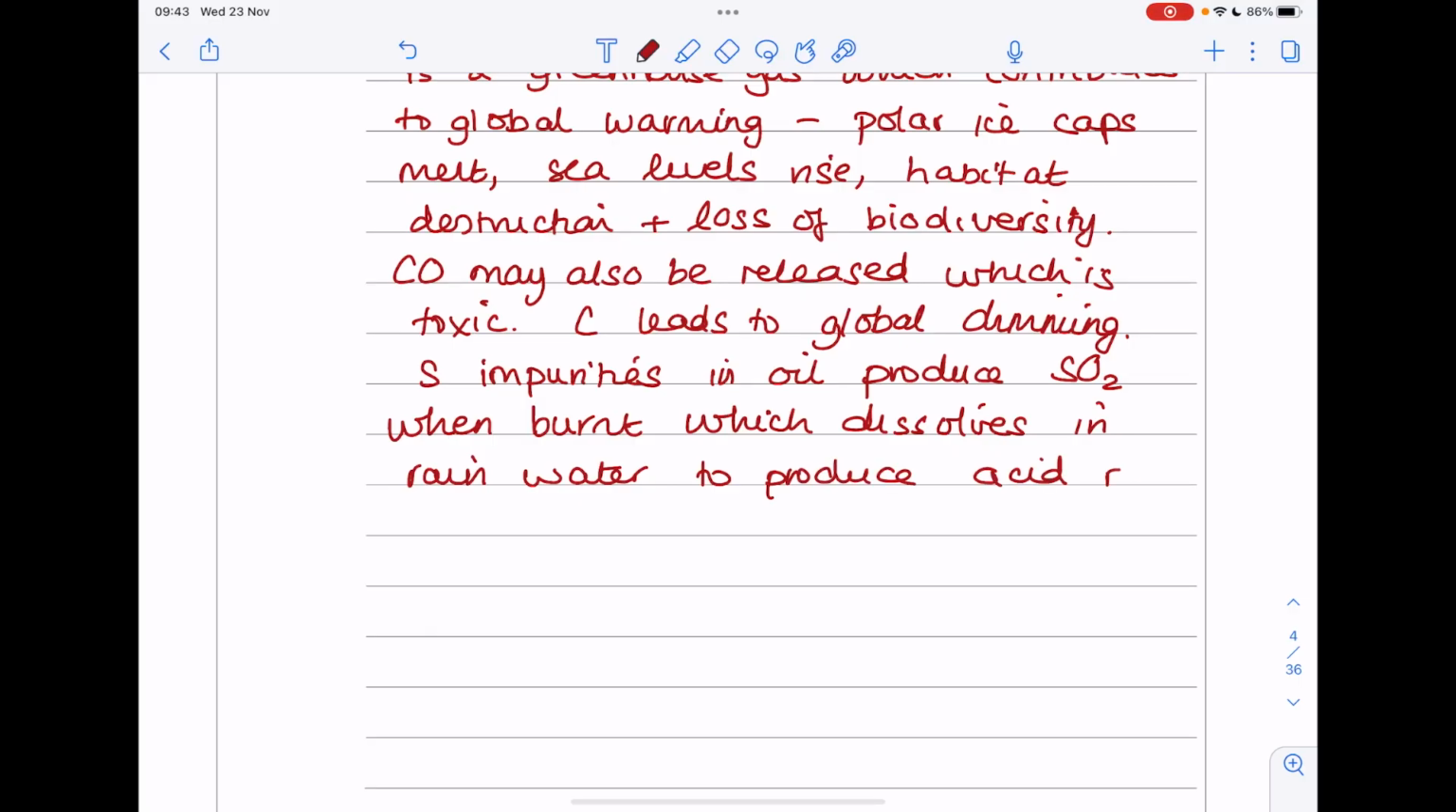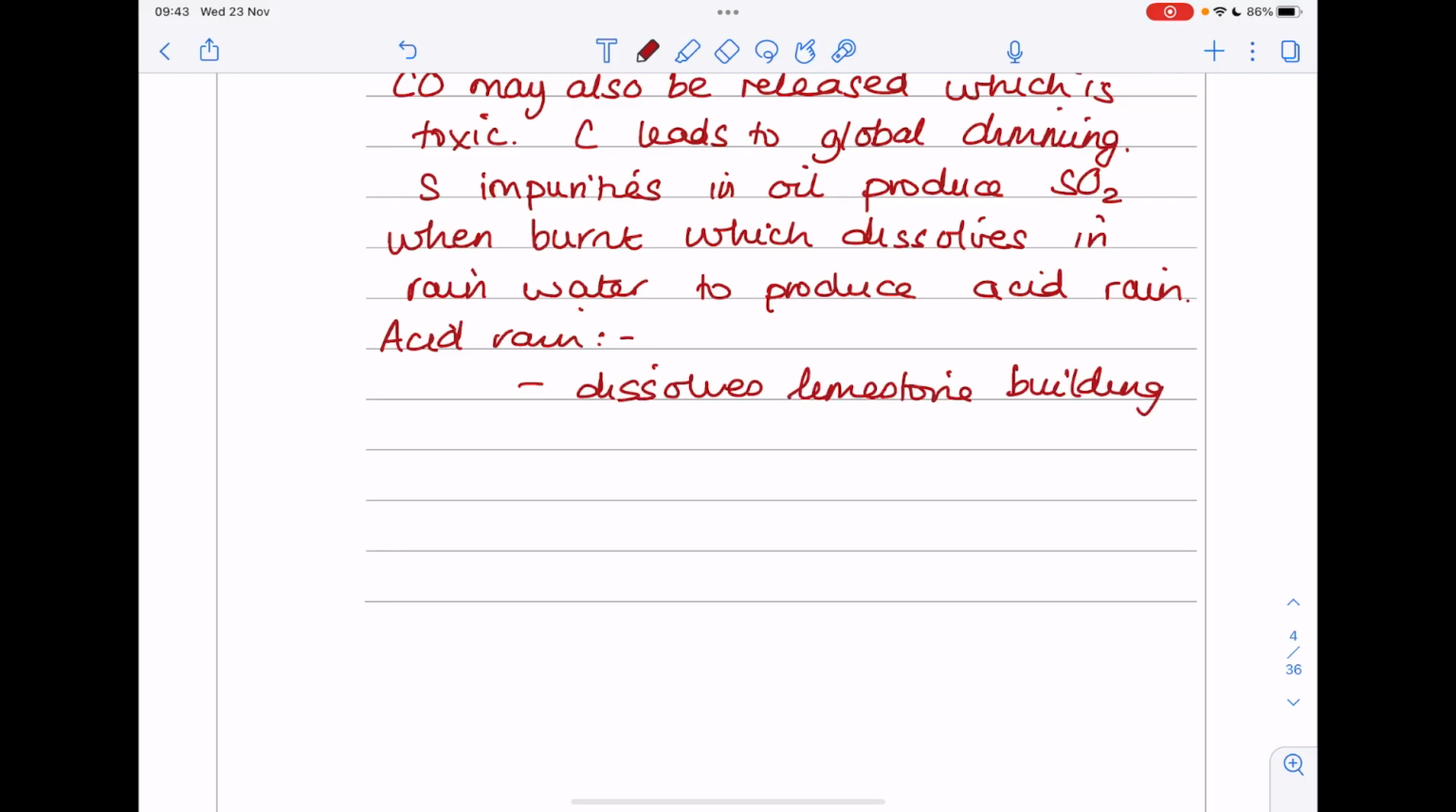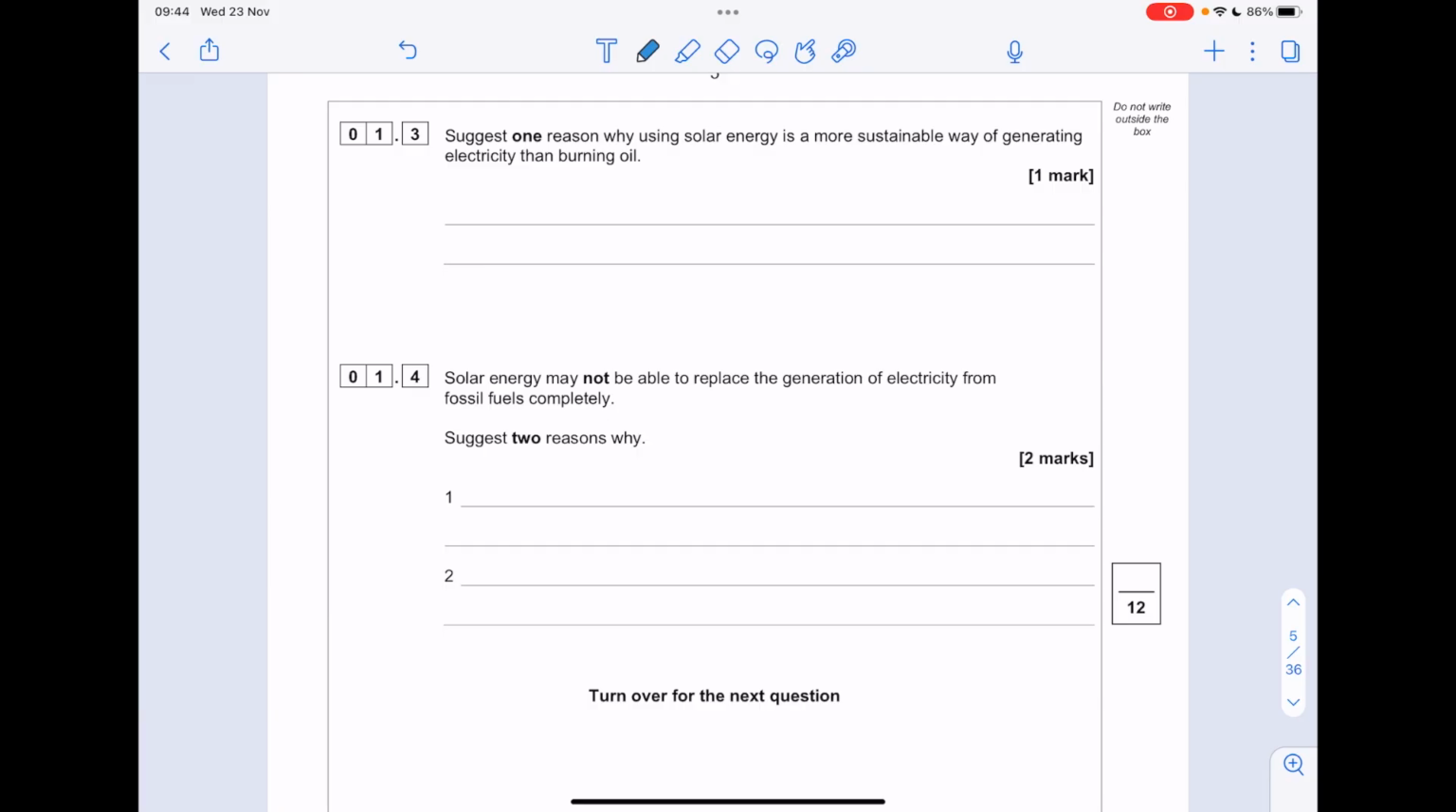And so many things we can talk about with acid rain. Acid rain dissolves limestone buildings, damages trees, makes lakes too acidic for aquatic animals. Suggest one reason why using solar energy is a more sustainable way of generating electricity than burning oil, because solar is a renewable energy source.